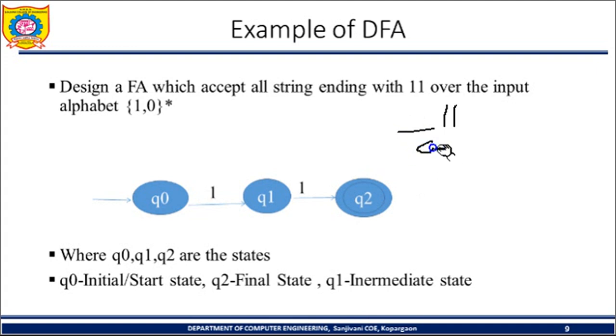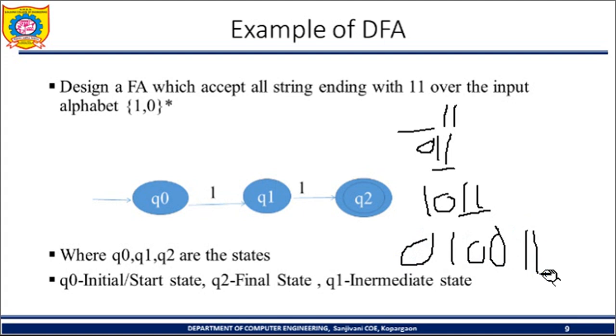Now consider a second example, 0 1 1. This is another string that starts with 0 but ends with 1 1, so it should be accepted. We'll write one more example, 1 0 1 1. Here the third string starts with 1, the second character is 0, and the last two are 1 1, so it should be accepted because this string ends with 1 1. I'll write one more, 1 0 0 0 1 1. This string should be accepted because, with any combination of 0 and 1 at the start, it ends with 1 1.